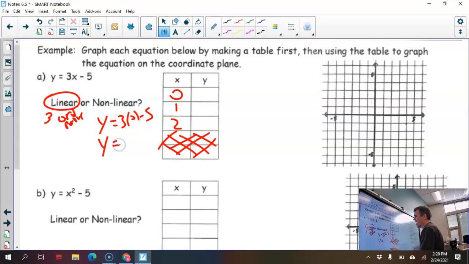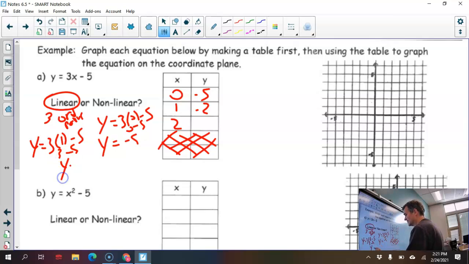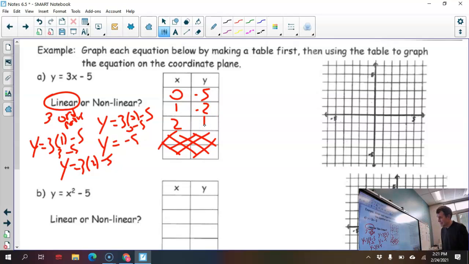And that would give me y equals 0 minus 5, that'd be -5. And then I'm going to put 1 in for x. So y would equal 3 times 1 minus 5. That'd be 3 minus 5, that'd be -2. And I'm going to put 2 in for x. So y equals 3 times 2 minus 5, that's 6 minus 5, that's 1. So step 2, I have made the table. And then step 3 is to graph it.